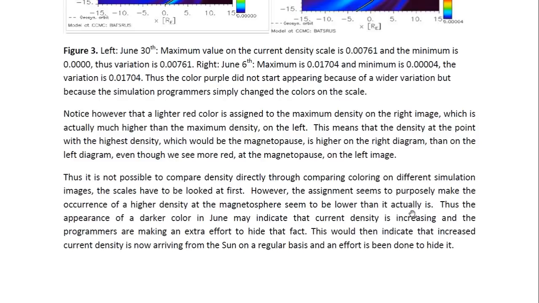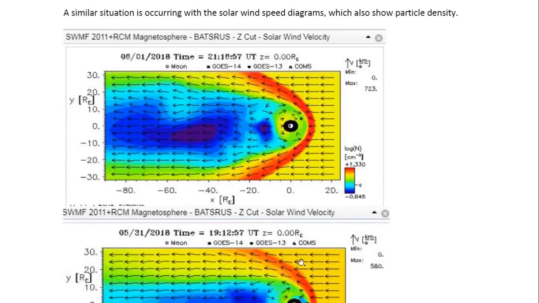However, the assignment seems to purposely make the occurrence of a higher density at the magnetosphere seem to be lower than it actually is. Thus, the appearance of a darker color in June may indicate that current density is increasing and the programmers are making an extra effort to hide that fact. This would then indicate that increased current density is now arriving from the sun on a regular basis, and an effort is being made to hide it. And a similar situation is occurring with these solar wind speed diagrams, which also show particle density.